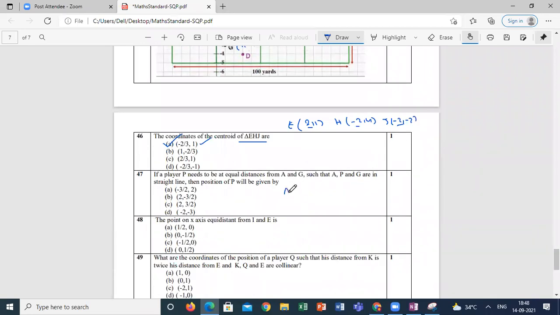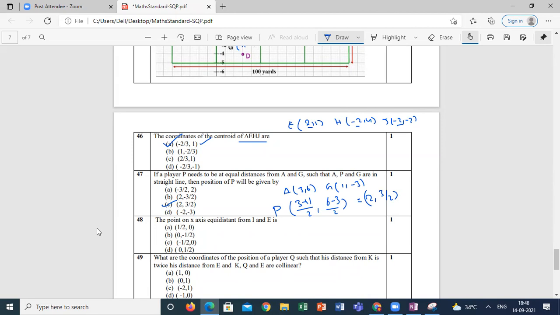A is 3, 6. G is 1, minus 3. P should be the midpoint of A and G. That is (3 plus 1)/2, (6 minus 3)/2. So it will be 4/2 is 2, and 3/2. So (2, 3/2). C is the option. Students, did you understand how I did these two questions? This question requires observation. Is it clear what I'm saying?